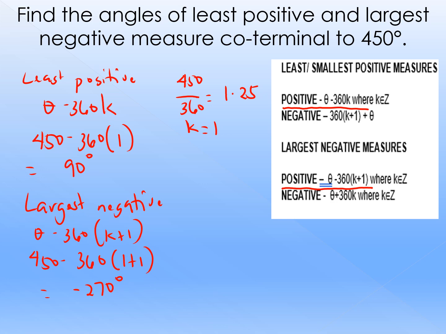Other way around, if you already have your least positive measure, 90 degrees, to find the largest negative without using the formula, you will just simply subtract this by 360. So 90 minus 360, the answer is equal to negative 270 degrees. So we can get the same answer, even if we do not use the formula.